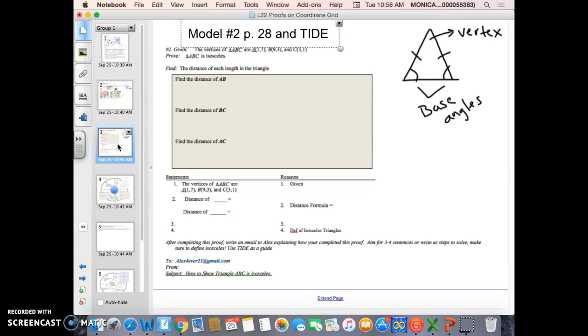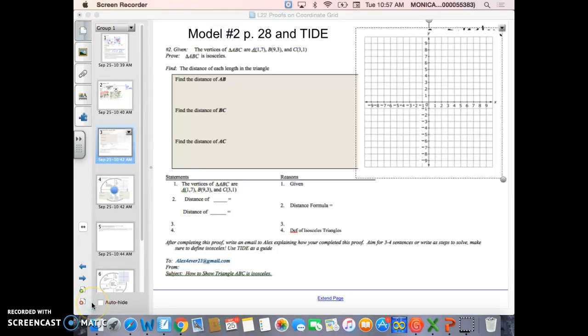So we're going to do this by looking on page 28. Let's go ahead and get started with this model problem. Hopefully I can do this in one video. Let's see. All right, first we have to find the distance from A to B, and I want to put this on a coordinate graph. So hold up for 1 second.